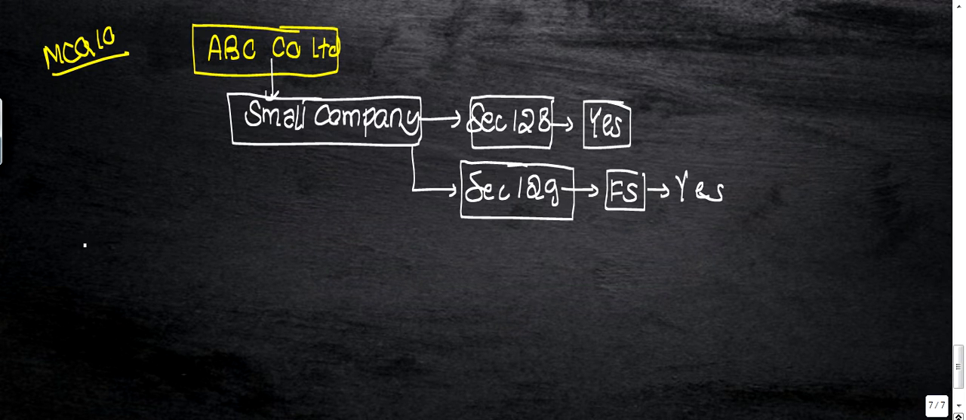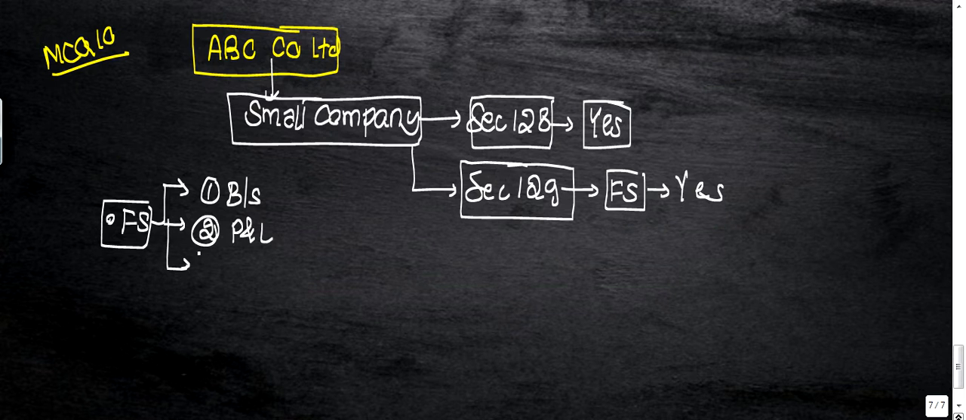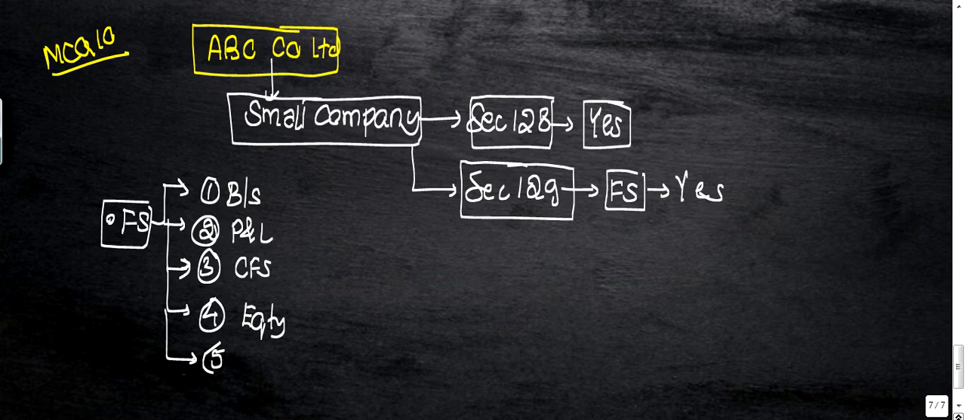Yes. Suppose they have not maintained the financial statement as per the section, that is, they have to maintain a balance sheet, statement of P&L, cash flow statement, statement of changes in equity, and explanatory notes. But this ABC Company Limited has not maintained a cash flow statement. Whether they followed section 129 or is there a violation of the provisions of the Companies Act?